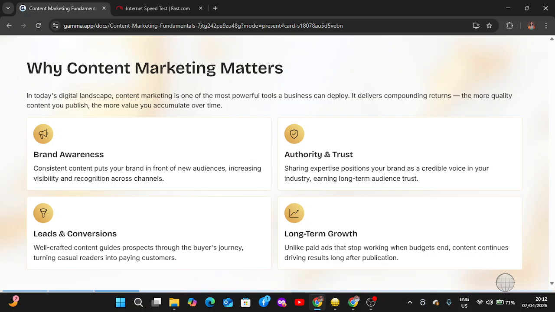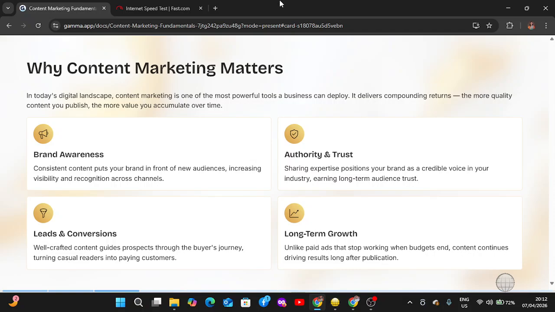So we know that content marketing is not just about creating content, educating people, entertaining people. It's also about putting in content to sell. Because you cannot be creating content without having money in your pocket. It can be frustrating. So the next thing we have is long-term growth. Unlike paid ads, when you stop putting in money, you don't get ads. But with content, you get something continuous that drives results long after publishing.